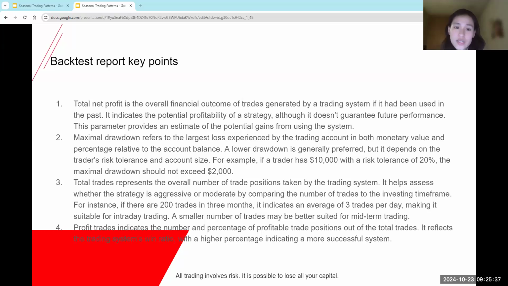And profit trades indicates the number and percentage of profitable trade positions out of the total trades, and it reflects the trading system's win ratio, with a higher percentage indicating a more successful system.